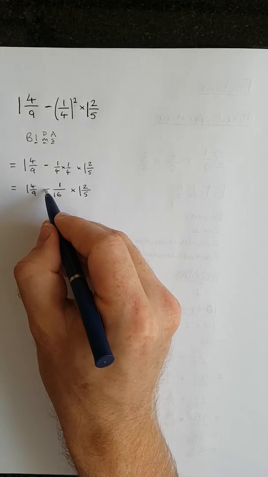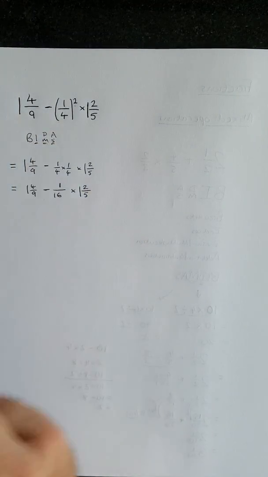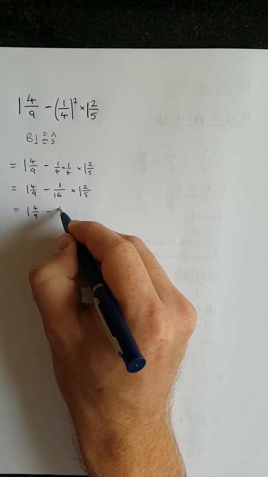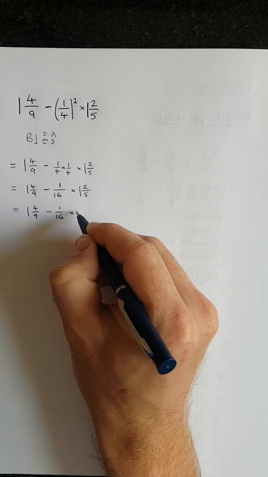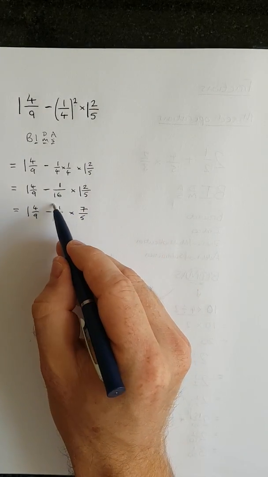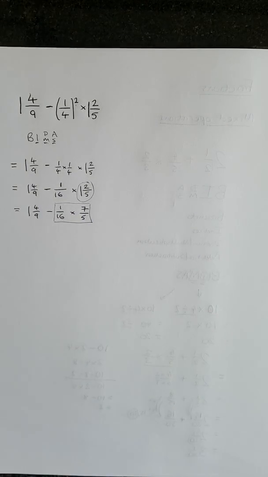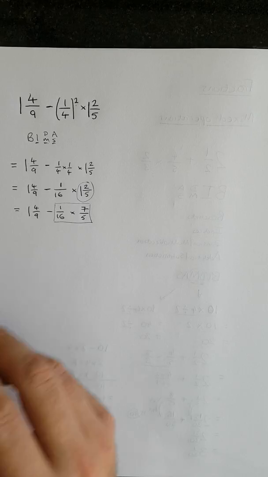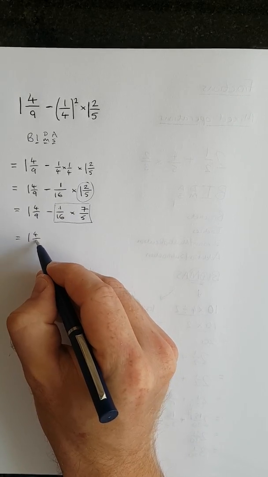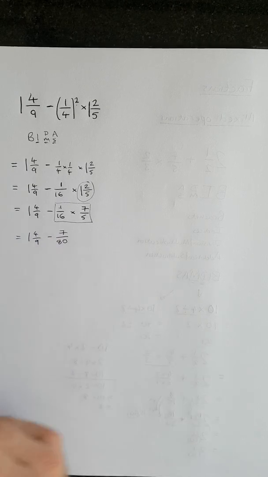Now, I've got subtraction and multiplication, so multiplication comes next. I make them both into improper, dealing with the mixed number. I can see there's no cross-cancelling here, so I'm just going to multiply them and get my answer.